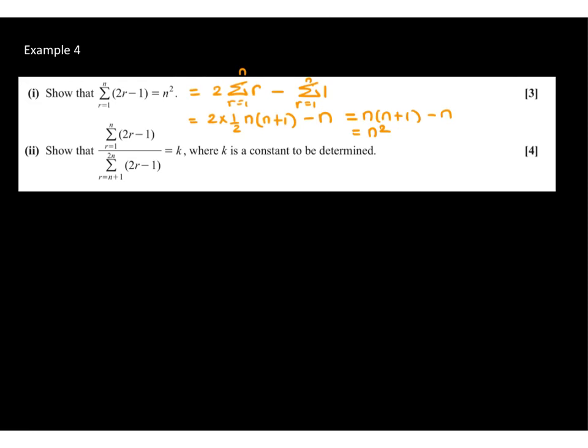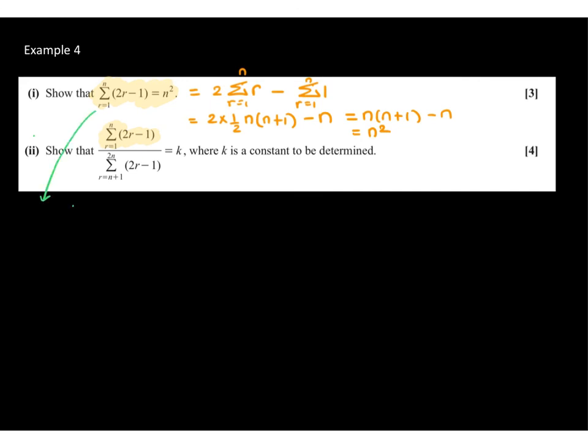Okay, now this is more interesting, the second part of the question. Show that this simplifies down to k, where k is a constant to be determined. Now, the top of this you should hopefully recognise as this. Now, the second part is the same sort of summation, because the formula is still 2r minus 1, but you're going from r equals n plus 1 up to 2n. So how do we work that out? Well, we can use this formula here with some adjustment.